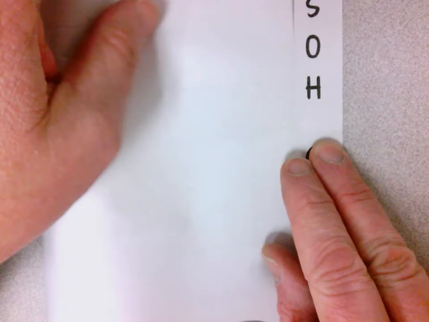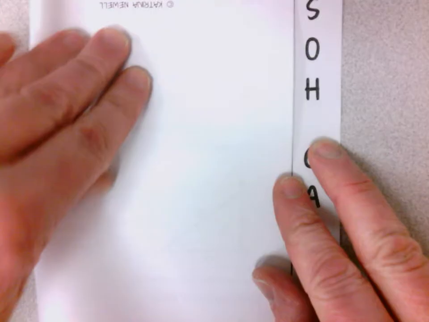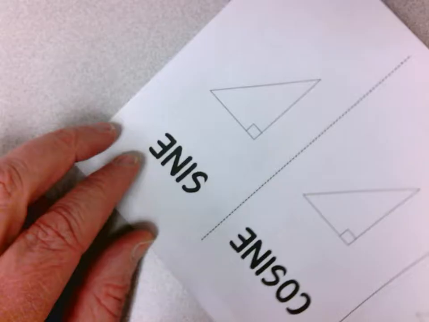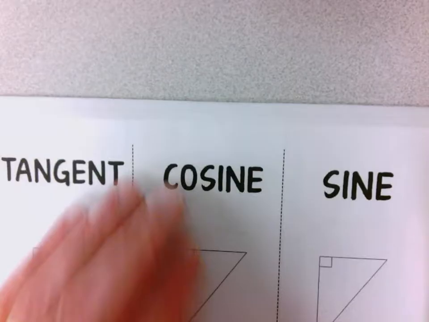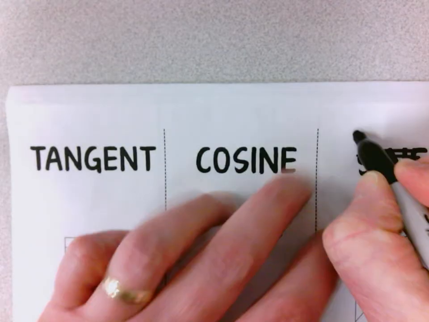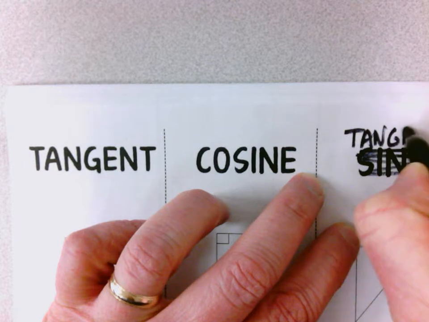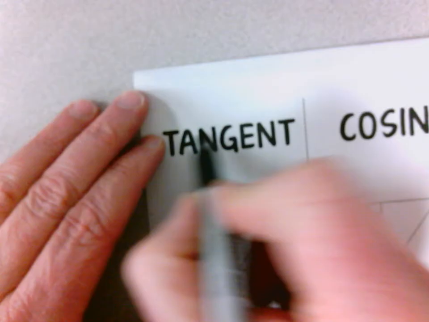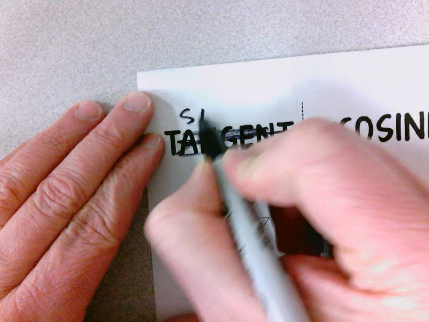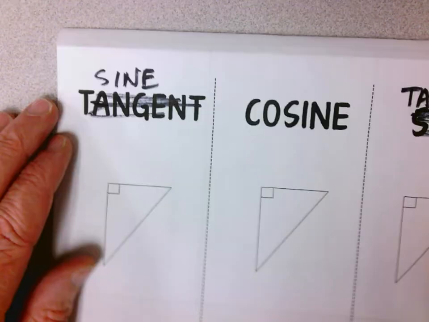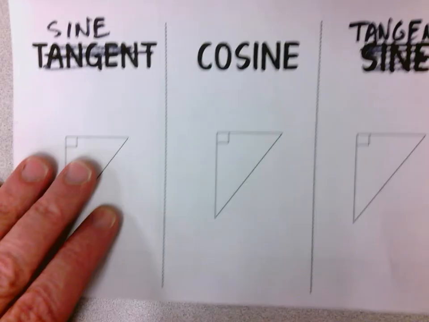One little correction we're going to make right away is because of the copier, the way it copied. The SOH CAH TOA did not line up, so we're going to change this one to say tangent, and this one to say sine. So now it's lined up right. I didn't want to make new copies. The copier flipped it on me.